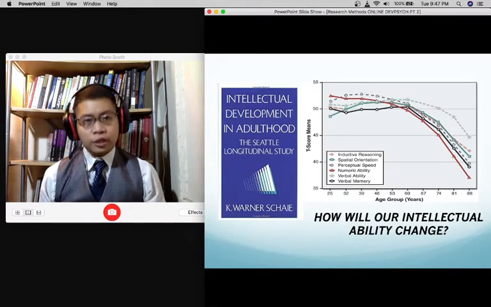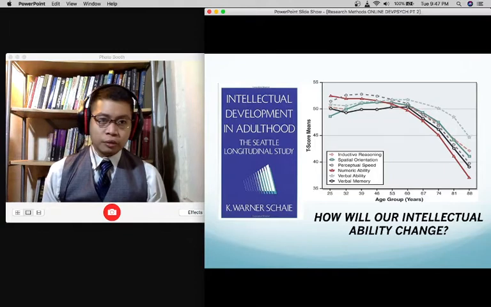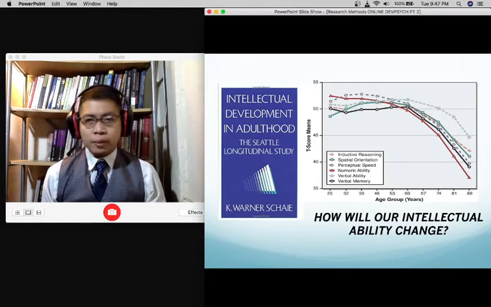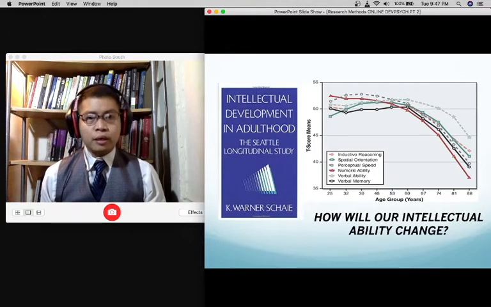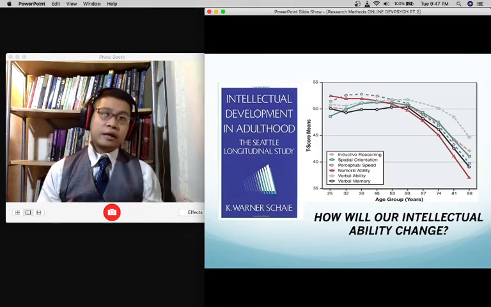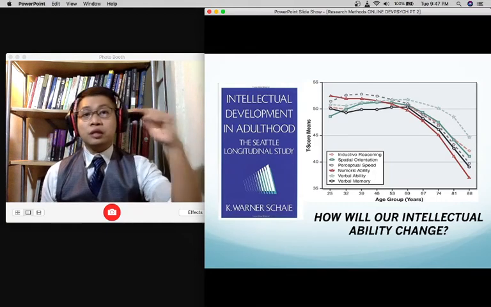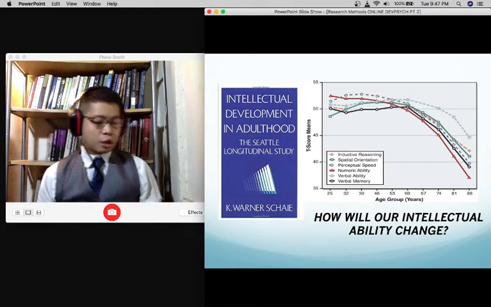So, for example, based on the slide, inductive reasoning will fall, but it will fall differently compared to spatial orientation, compared to perceptual speed, numerical ability, verbal ability, or verbal memory. So all of these mental capacities will eventually decline, but the rate of decline will differ depending on what intellectual capacity we are talking about.